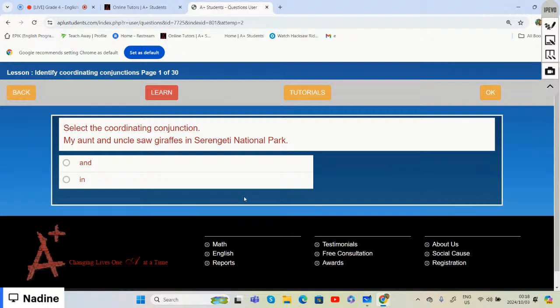All right. If we look at the sentence, we need to identify the coordinating conjunction. Remember, before we continue, coordinating conjunctions are words like and, but, or, so. My aunt and uncle saw giraffes in Serengeti National Park. We need to select the coordinating conjunction. Is it option one, and?